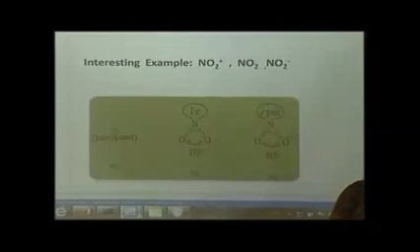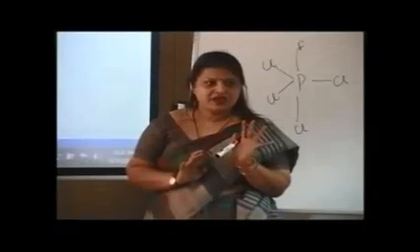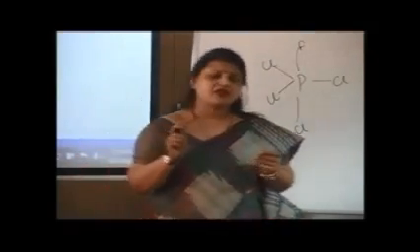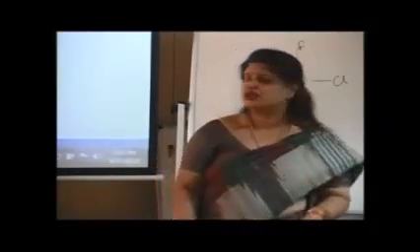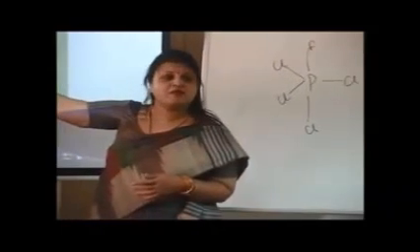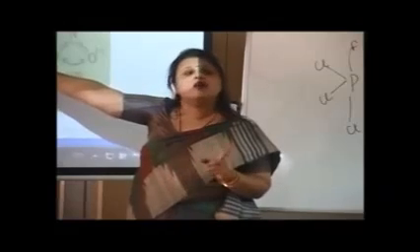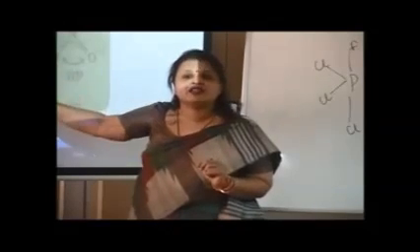Now, the first case, NO2 plus, is a perfect linear molecule. The bond angle is 180 degrees. Okay, that is a linear molecule. NO2 has 2 sigma bonds and pi bonds also, but at the same time, because of this electron, it is not a linear molecule, it gets bent.